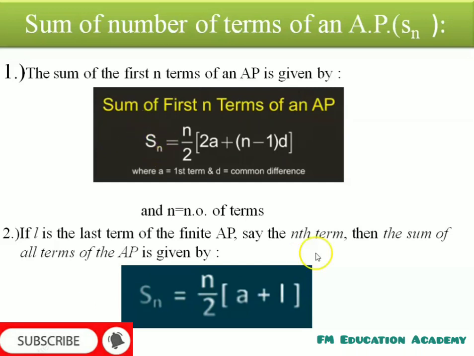Now suppose I don't know the value of d, and the series is also not given to me. I'm only given the number of terms n in the question, the first term a, and the l term, that is the last term, which is also called the nth term. So if the nth term or l term is given to me, along with a and n, then I can use the formula for the sum of the terms of an AP: Sn equals n by 2 into a plus l. This short formula is used if you know the first term a, the last term l and the number of terms n. So you can use Sn equals n by 2 into a plus l, or Sn equals n by 2 into a plus an.